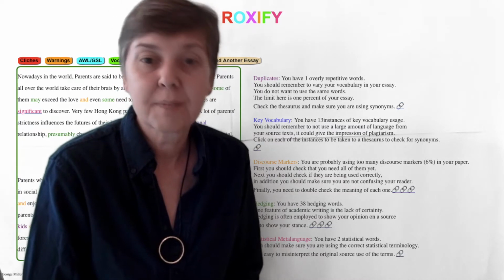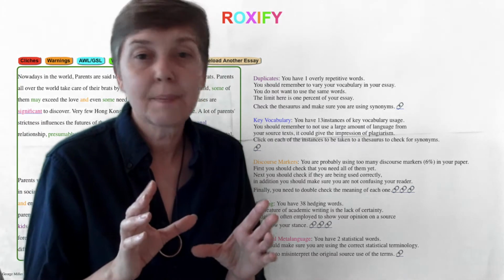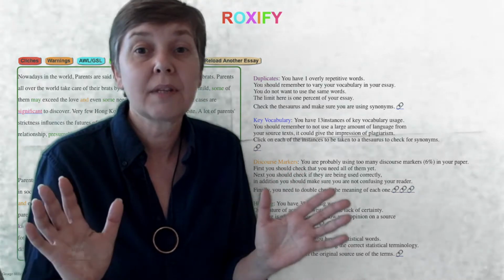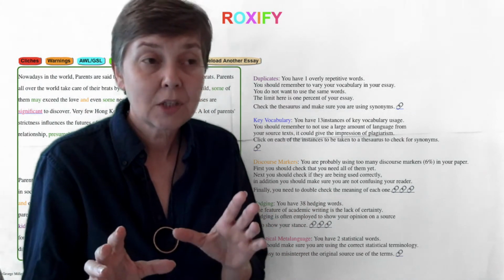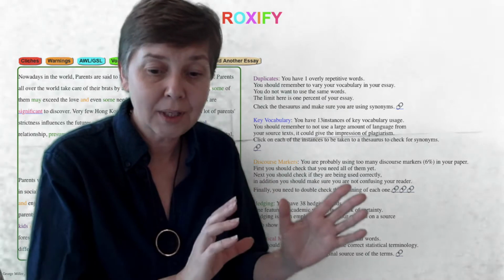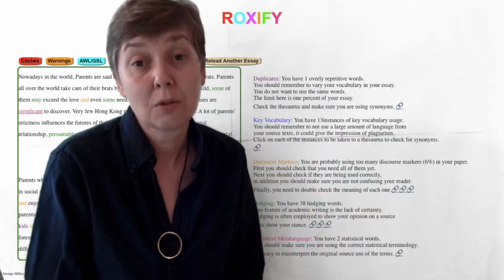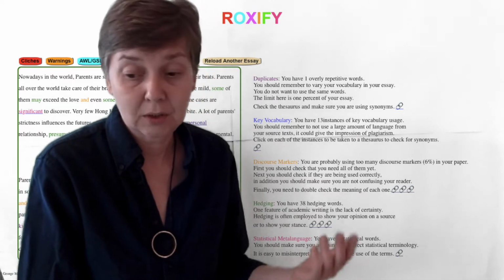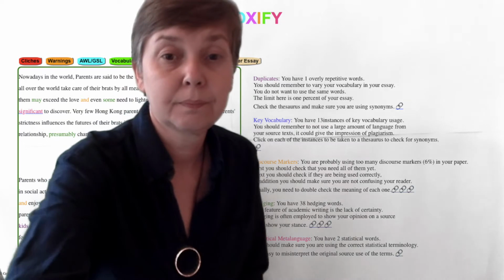The final thing on this page is statistical meta-language. Again, if you're writing a paper that doesn't have any, you're going to have 0, that's fine. Statistical meta-language is simply here to show you where it's been used within the text, and you just want to make sure that you're using it properly and correctly. There is a link on here to take you to another page to help you.